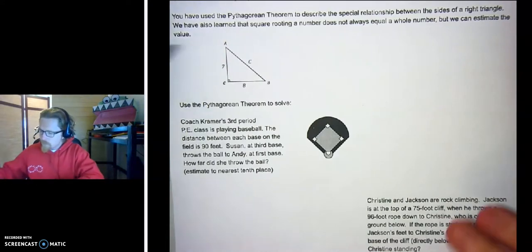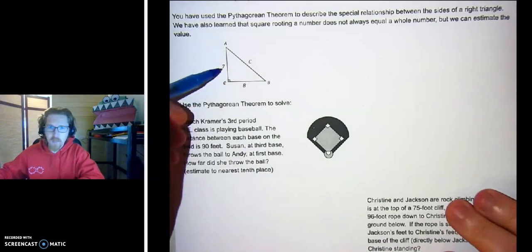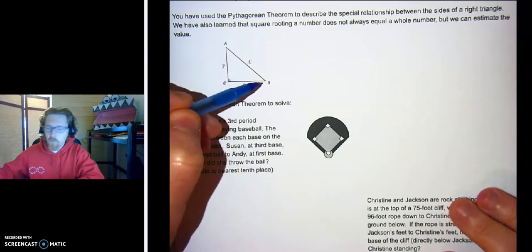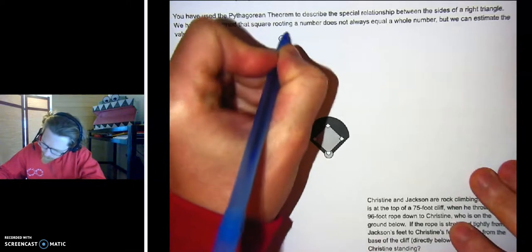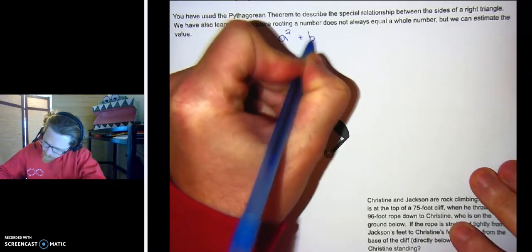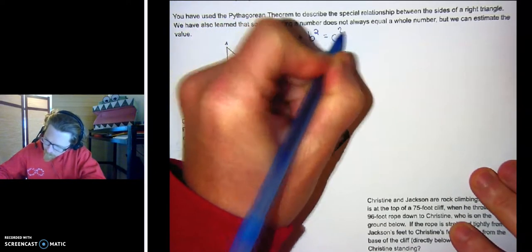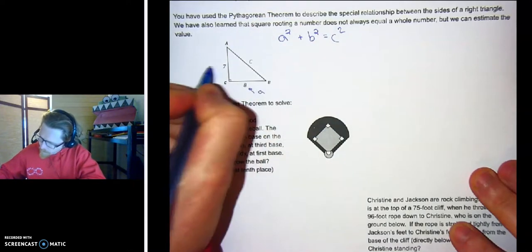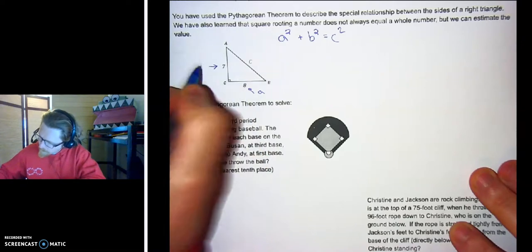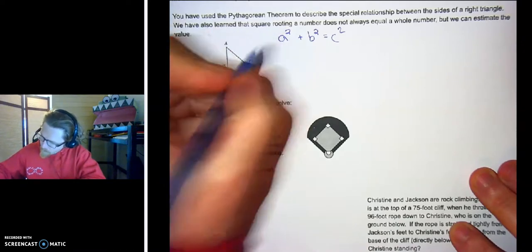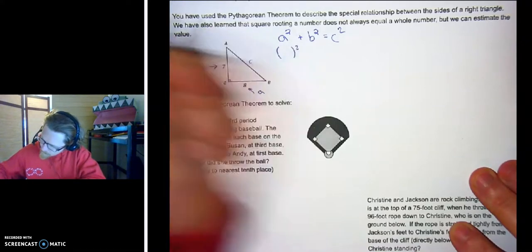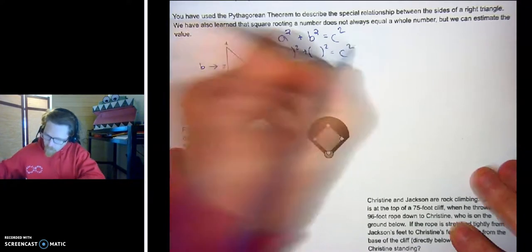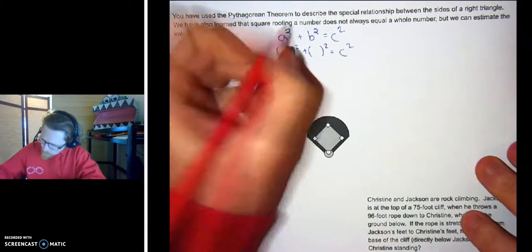So let's say we're given a right triangle that has side lengths 7 and 8, and we want to know what the hypotenuse length is. Well, we know that the Pythagorean theorem is leg squared plus leg squared equals hypotenuse squared. So we can substitute the values of the legs, let's just call 8 a and 7 b, and we can say that 8 squared plus 7 squared is equal to our unknown c squared.